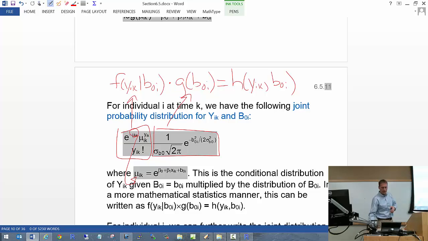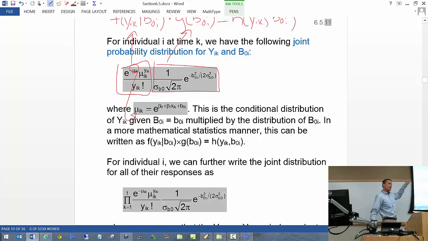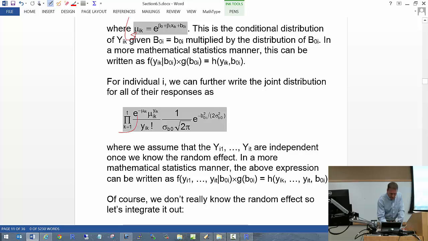So now this is a joint distribution for, let's say, one person's heart rate at one particular time. Now what I'm going to do is generalize this to one particular person's heart rate at all their times. And how do you do that? Well, just simply multiply a bunch of those Poisson distributions together. That's it. So I have t different Poissons. So that in the end, this is what I'm doing right there. I get a joint distribution of all the y's for an individual and their b. Is everyone okay with that so far?